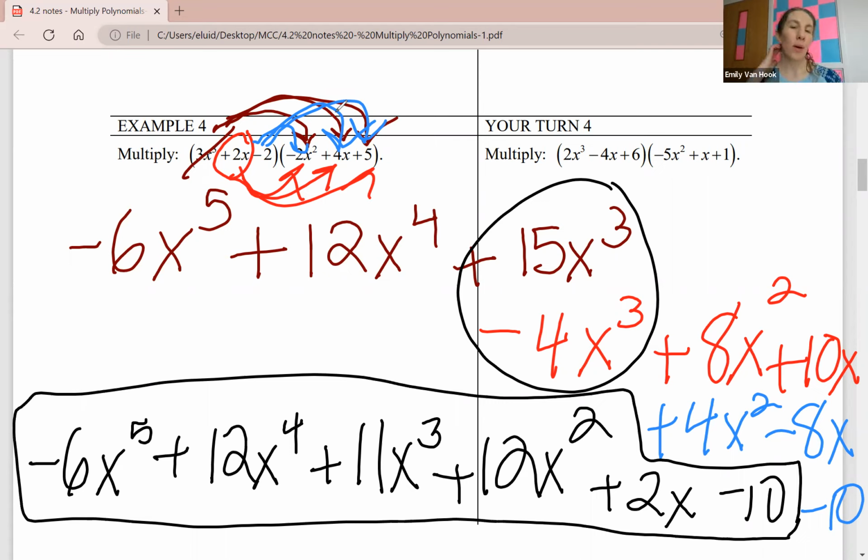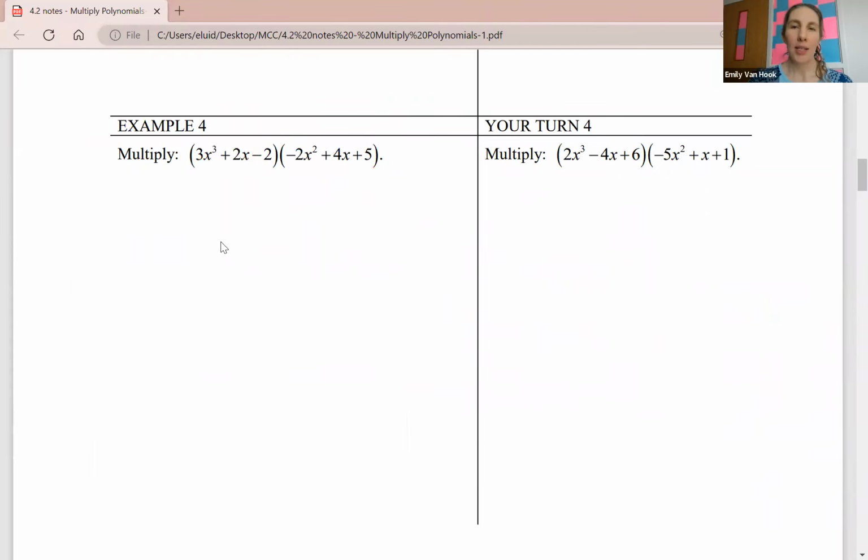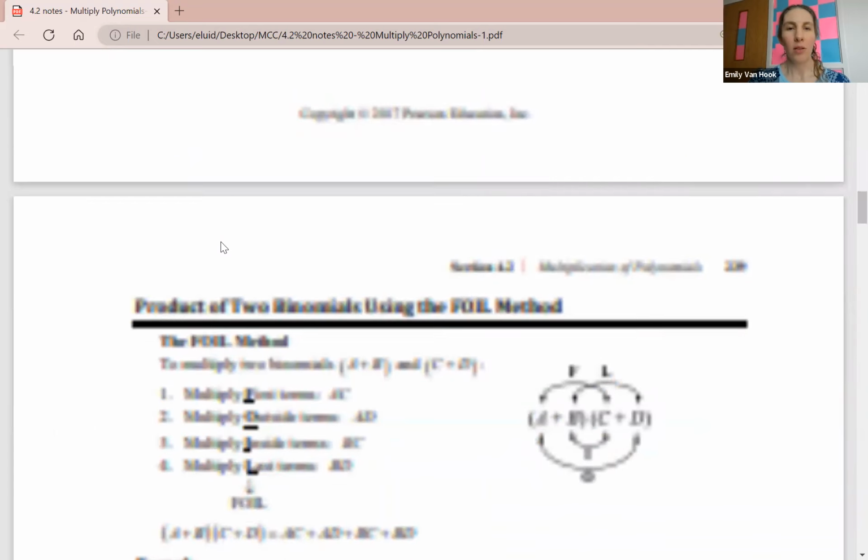If you liked lining them up like I did, great. If that wasn't for you, that's okay. As long as you're able to identify the like terms and combine them at the end, then it's all good. Very good. So we have the main idea now for multiplying polynomials.